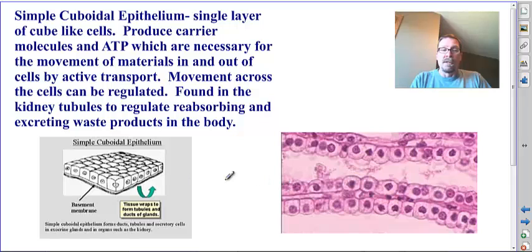Here's a diagram of simple cuboidal. Again, cube-like shape, produce carrier molecules, ATP. They can do some secretion. So more so than squamous, that are really there for allowing things to diffuse through a single layer easily, or that can protect you by scraping off and being replaced.